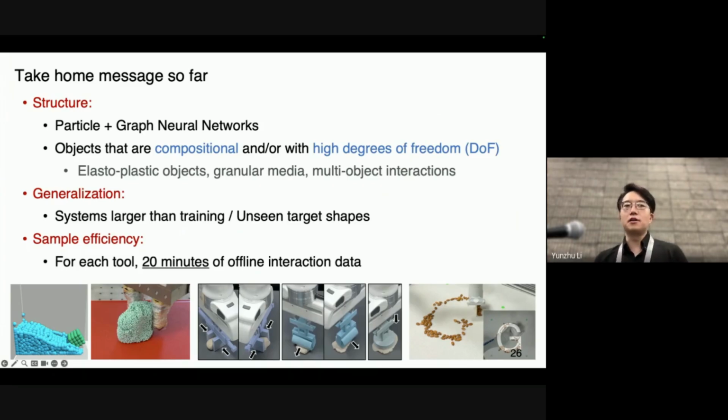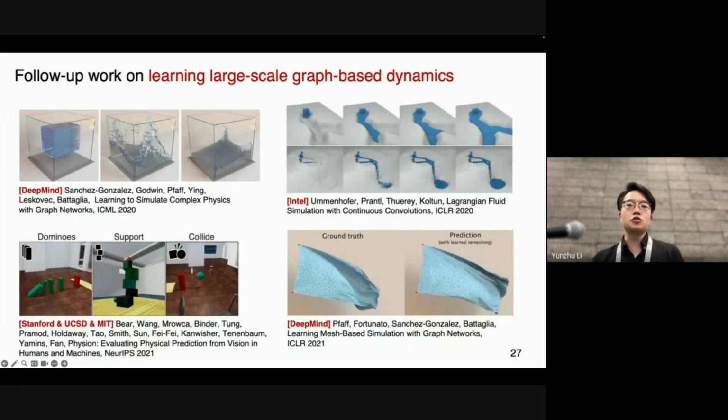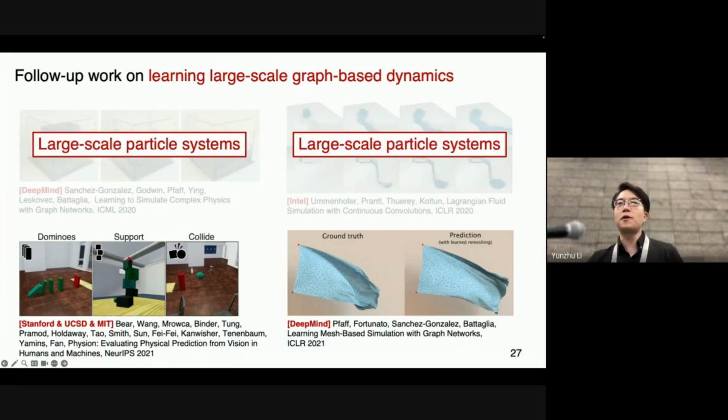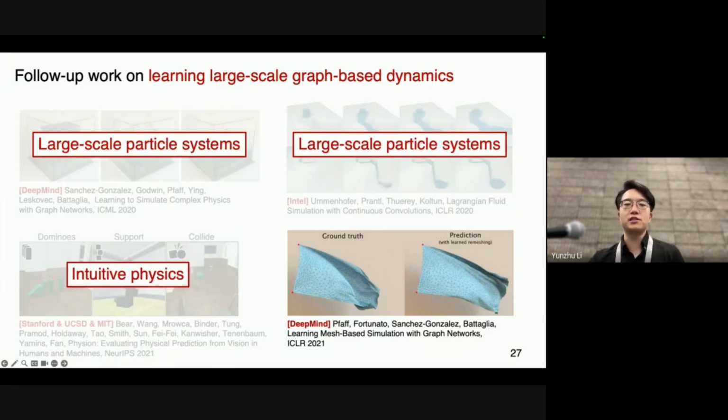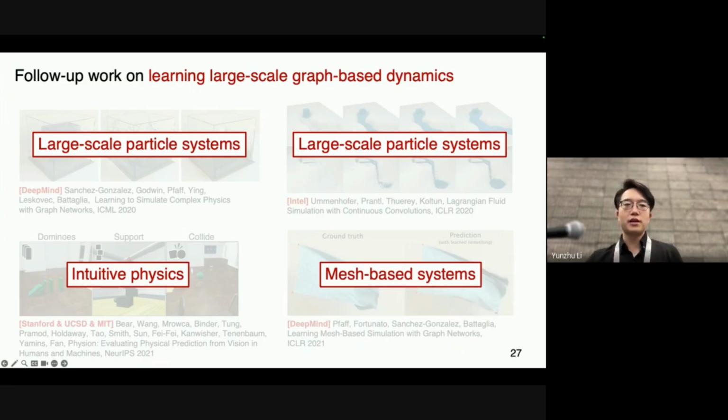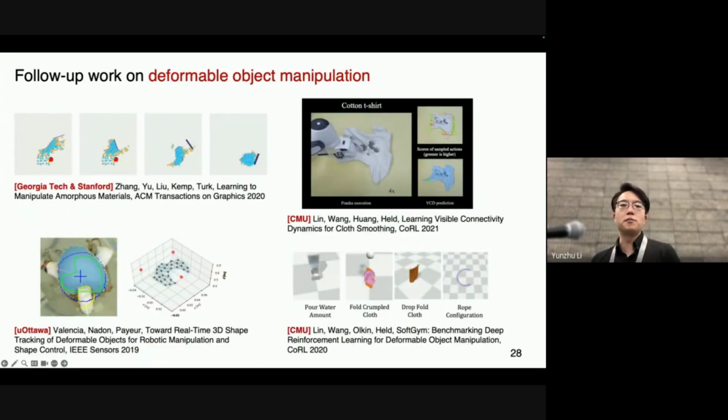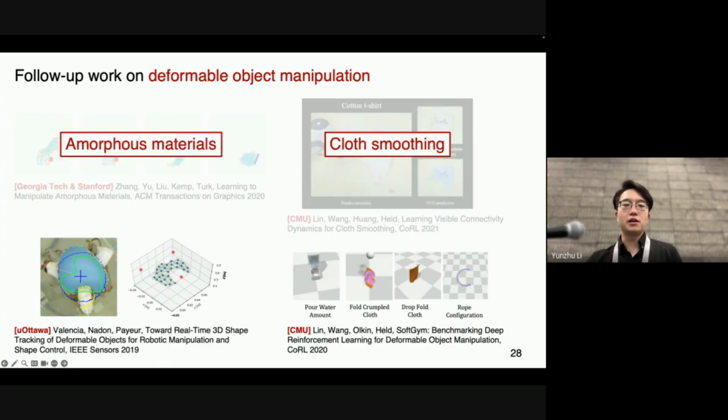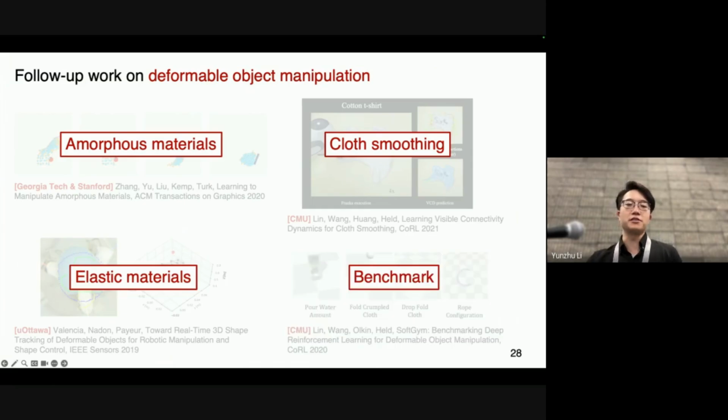So these lines of work inspire two major lines of follow-up work. The first line is trying to learn large-scale graph-based systems, especially in the graphics community. Here are some works I particularly like from, for example, DeepMind, Intel, Stanford, on large-scale particle system simulations, intuitive physics, and also mesh-based systems. Another line of work is about deformable object manipulation. Here are also some very interesting works on amorphous material manipulation, cloth smoothing, elastic material manipulation, as well as the benchmarking of the robot's capability in doing deformable object manipulation.